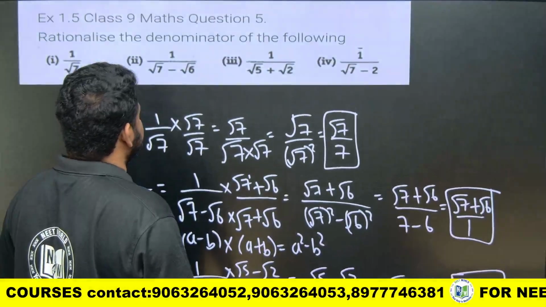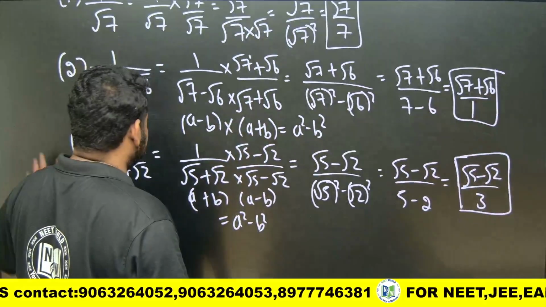Next question, friends. 1 by root 7 minus 2. Okay.